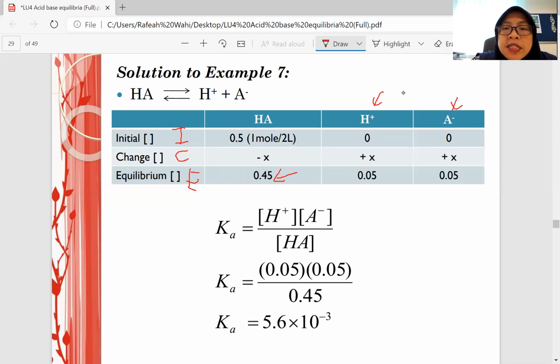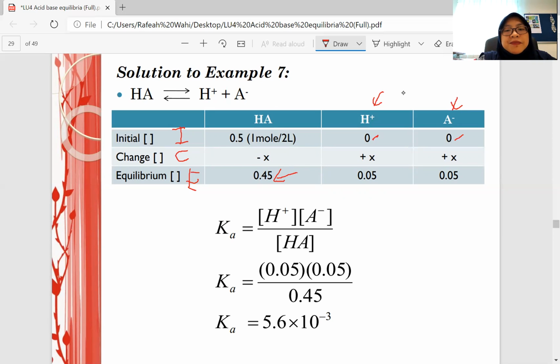At the initial stage, it is always 0, always 0 for both. And the change in concentration, whatever is lost from the concentration of the weak acid during dissociation, becomes the concentration of H plus ion as well as the concentration of conjugate base. So you put positive X and also positive X, for both the H plus ion and the conjugate base.